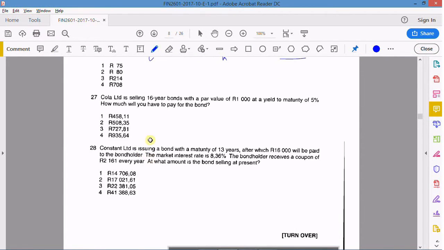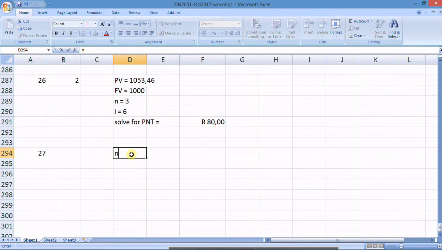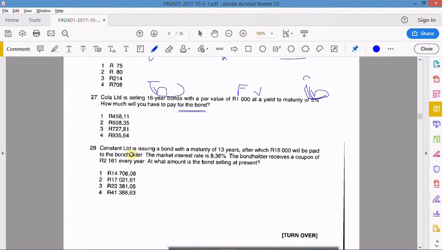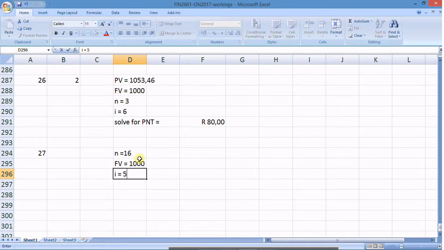Okay, 27. Cola is selling 16-year bonds with a par value, that's FV. Yield to maturity, that's I. How much would you pay for the bond? That's the present value, so that's what we're working out. You've got N, you've got FV. You can assume this is a zero coupon bond if they don't talk about a coupon. So N is 16. Future value is 1,000. Yield to maturity 5%. I equals 5. Solve for PV.